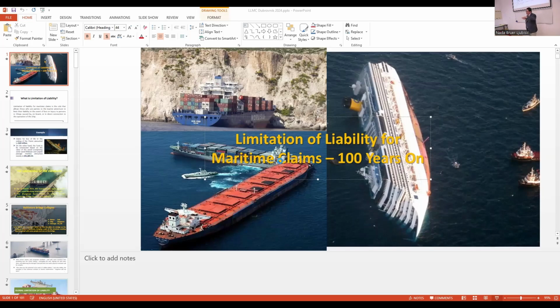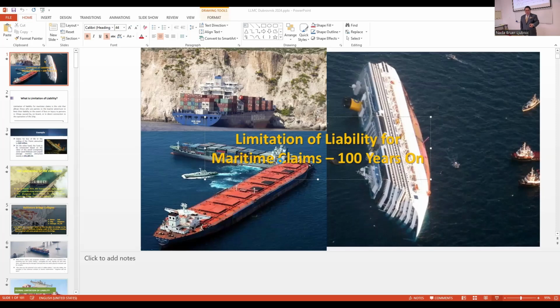And also, as I was mentioning, from the case of the Himalaya, but now with different wording, in 1957, it was extended to the servants of the owner. Now it says any person for whose act, neglect, or default the ship owner or salvor is responsible. That's a very wide wording. And then the last person is an insurer of liability to the same extent as the assured himself. So, for example, the shipper is not entitled to limit liability.